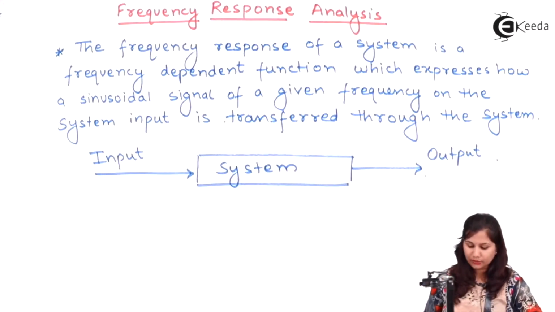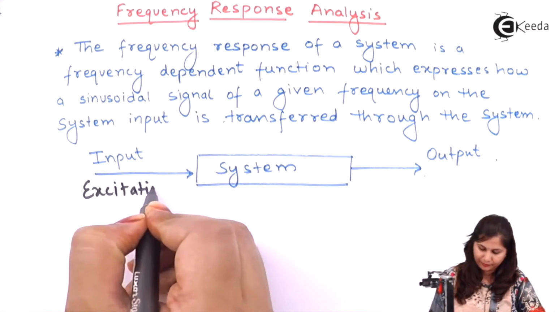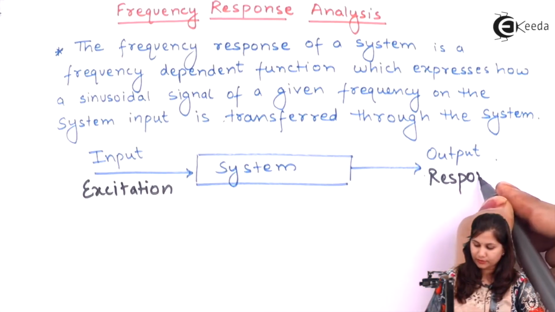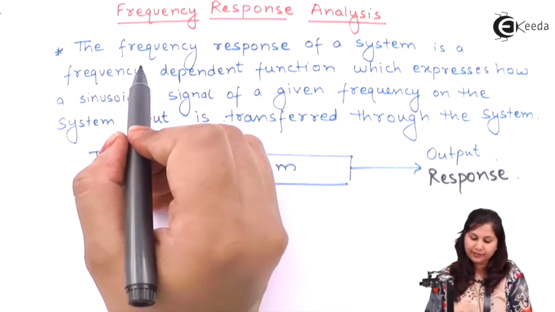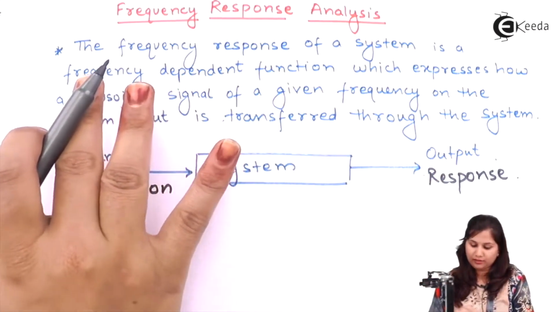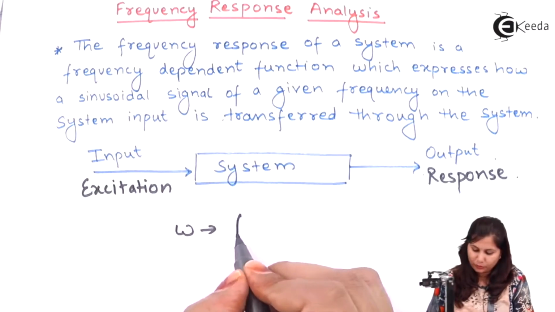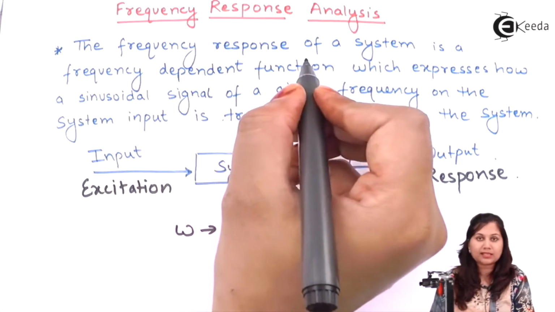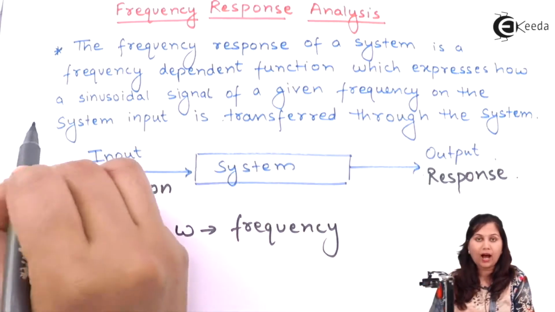Now input is also known as the excitation, and output is also known as the response. So for frequency response analysis, the frequency response is a frequency dependent function. On what does it depend? On the frequency, that is omega. Omega is the frequency.